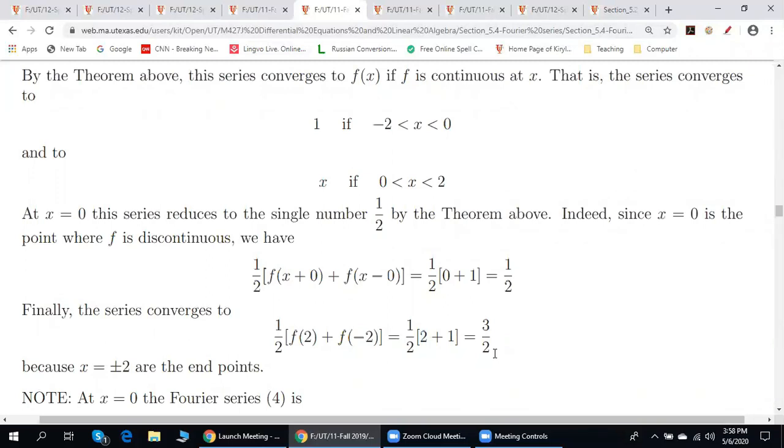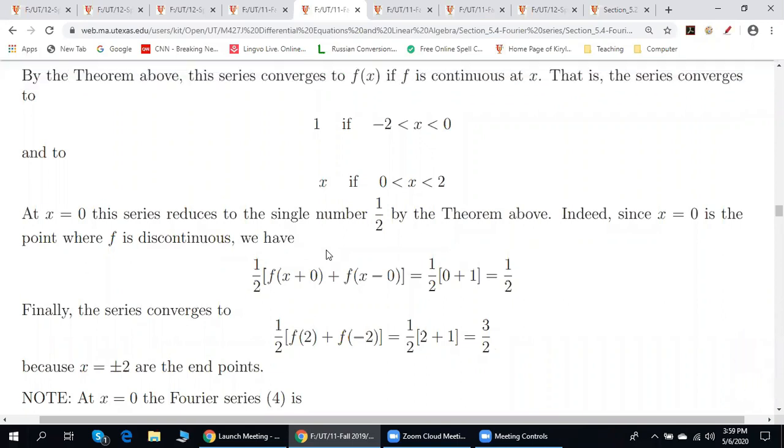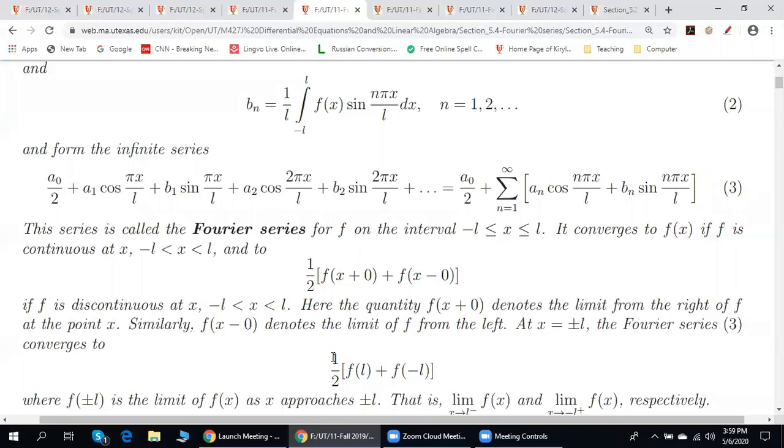Any questions here? Does the 3/2 mean at both endpoints? Exactly. So another thing about this theorem is no matter which point we plug in, at both endpoints, our series converges to the same number because the expression is the same, no matter whether we have plus L or minus L. Okay, thank you. Other questions?